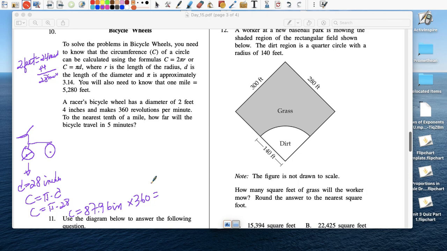28 times pi, enter. We get 87.96. We're going to multiply that by 360. So in 1 minute, it travels 31,665.6 inches. All right, let's leave it in inches for now. To the nearest tenth of a mile, how far will the bicycle travel in 5 minutes? This is in 1 minute, so if I multiply that by 5, it will travel 158,328 inches in 5 minutes.